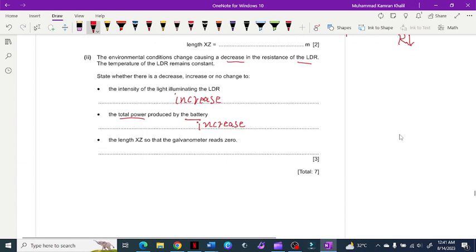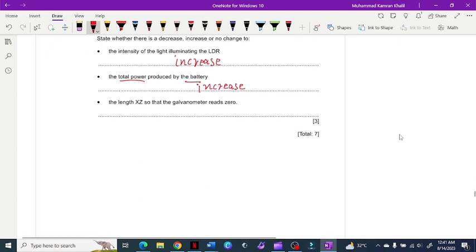And the length x, at which the galvanometer now gives us the zero or null value, will be at a lesser distance, so it will decrease. Why will it decrease? Because resistance and length are directly proportional to each other. So if the resistance decreases, it means that the length will also decrease.